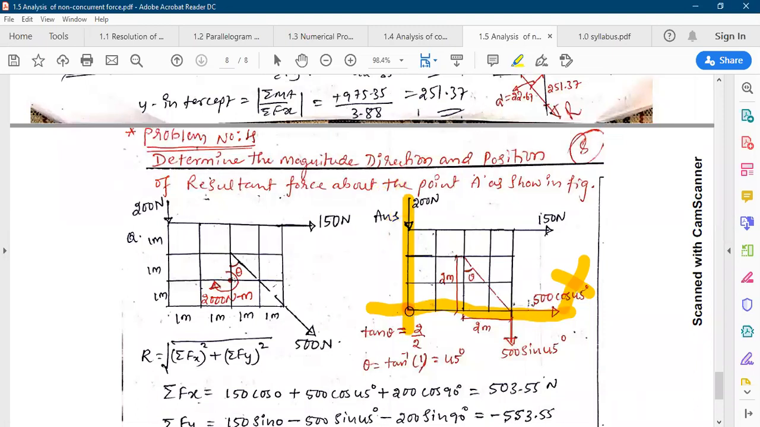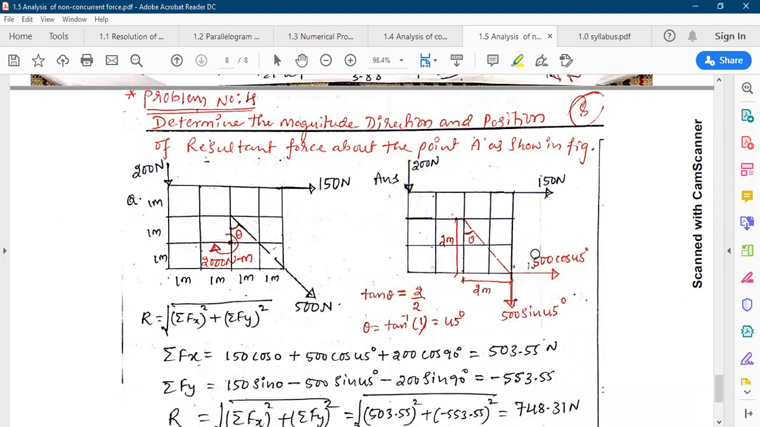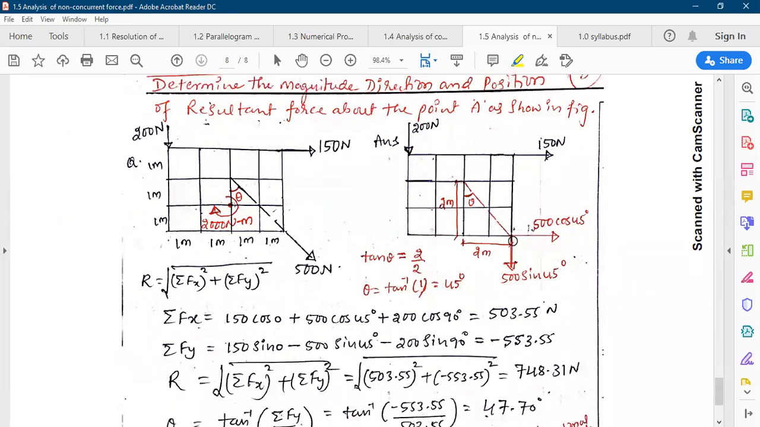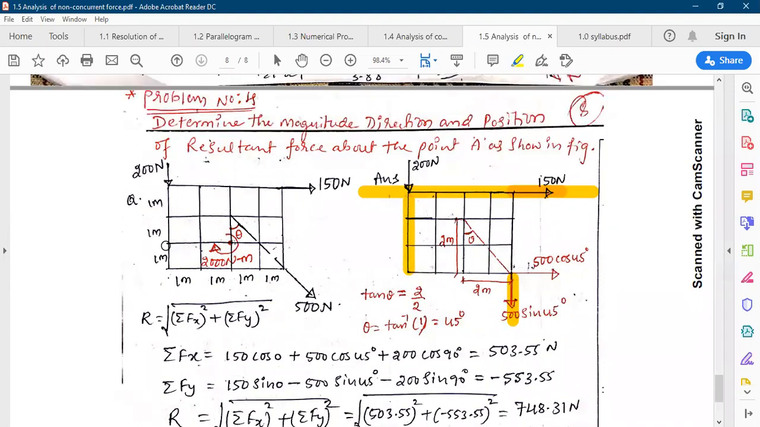Now look at the forces which are creating a moment of force. This will create, and this will create, right? What is the distance for the 150 Newton force? This is the line of action of the 150 Newton force, and it is located at a 3-meter distance. How can you know that this is 3 meters? It is shown that each square box measures 1 meter by 1 meter. So this is 1 meter, this is 1 meter, and the total distance from here to here is 3 meters, right?